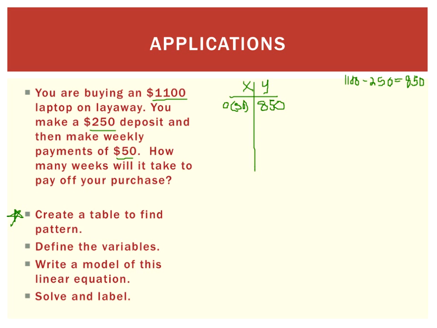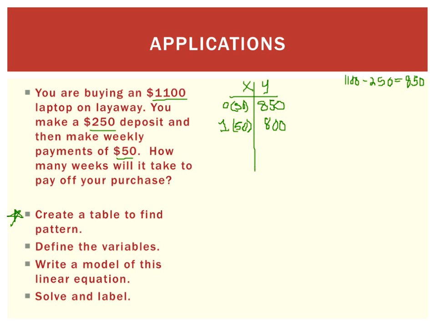Okay, good. We've got some people who are definitely following along then. Now what happens if I make one payment of $50? How much am I left with? After making one payment of $50, how much am I left? What do I still owe? $800. Okay.